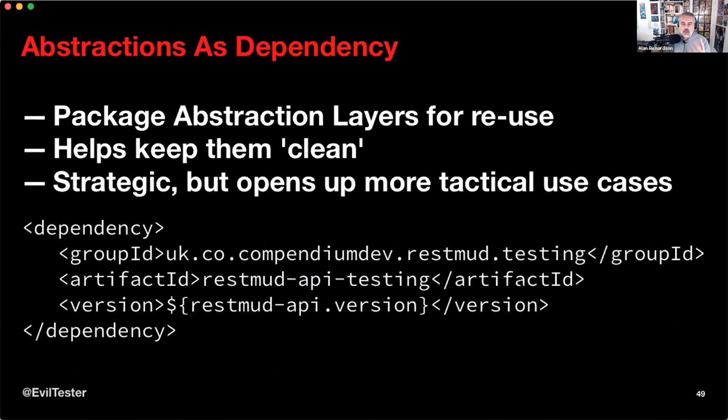And so to help with that, when I'm creating abstraction layers, I try to create a dependency of their own to try and keep them clean, to avoid too much overlap between the tests and the abstraction layers, to allow me to use the abstraction layers completely separately in an ad hoc fashion. Now, this is a very strategic approach. We have to commit to making the code clean and separate. But as soon as we do that, it opens up a lot more tactical use cases. We can use it in more ways. We can use it in ways we didn't intend to when we first wrote it. We're not locking ourselves down. We're giving ourselves the opportunity that when we imaginatively think of something, we can reuse our abstraction layers to do that.